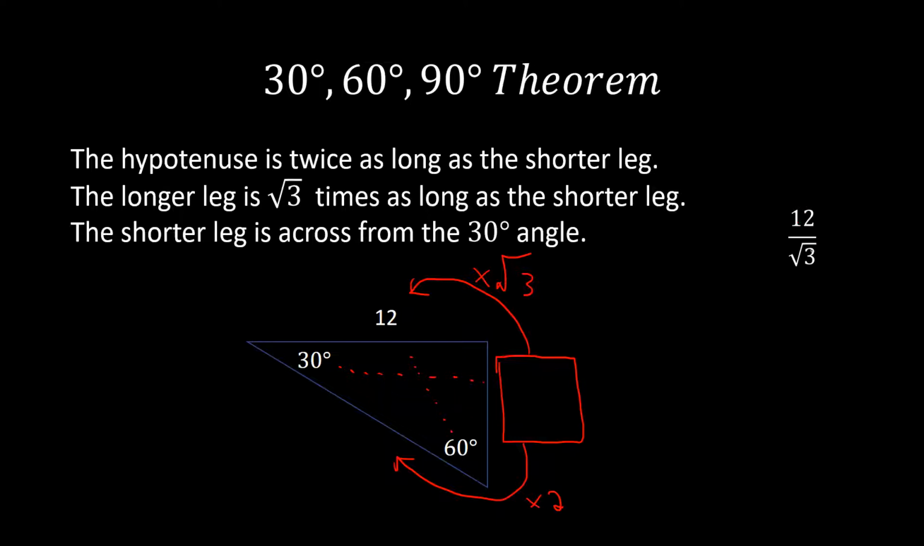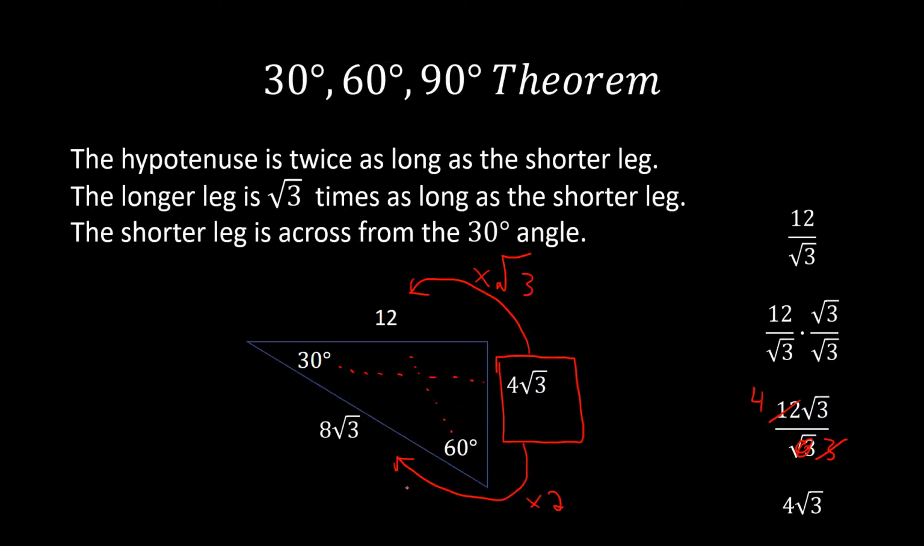Just make sure you simplify the fraction by getting rid of the radical in the denominator. So I multiply the numerator and denominator by the square root of 3 to get 12 square root of 3 on the top, and then 3 on the bottom. And that should be 3, not square root of 3. And the 12 divided by 3 would cancel. I have 4 square root of 3 left over. So right here is 4 square root of 3, and then multiply by 2 to get the hypotenuse, which would give me 8 times the square root of 3.